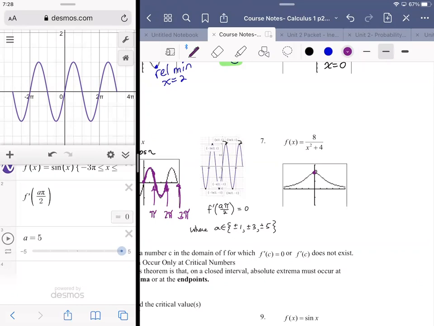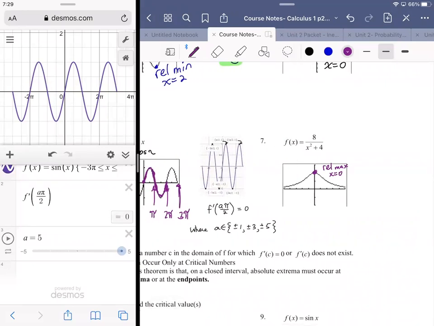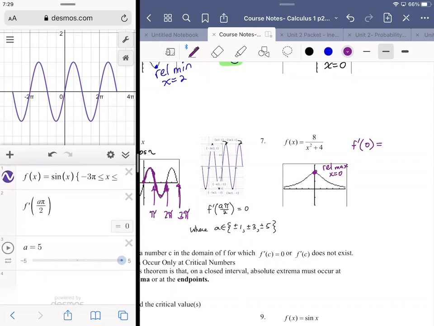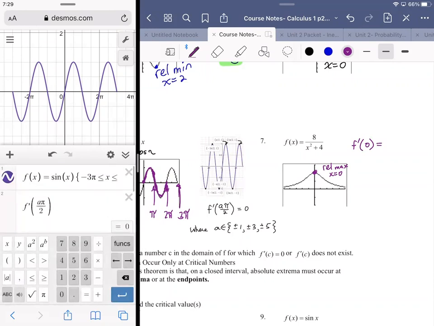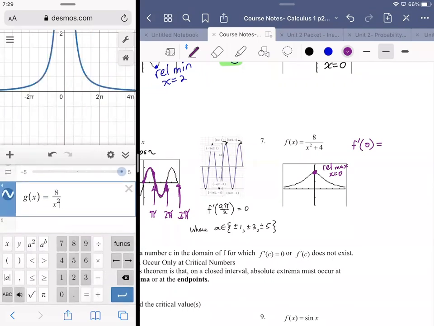Right. So we have a relative max at x equals 0. To take the derivative of this, it would be kind of a pain, but it's still doable. But we don't need to do it. I just need f prime of 0. So again, just pop in your function. I'll just put it in as g of x. We'll call it g of x is equal to 8 over x squared plus 4. That's my good looking function.